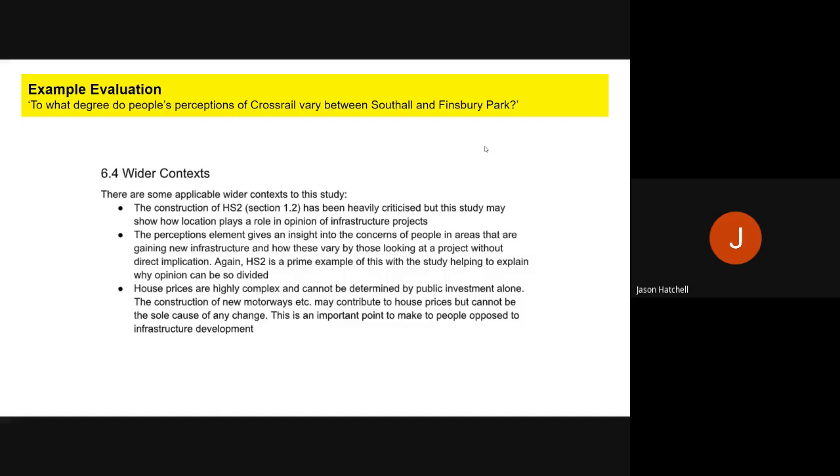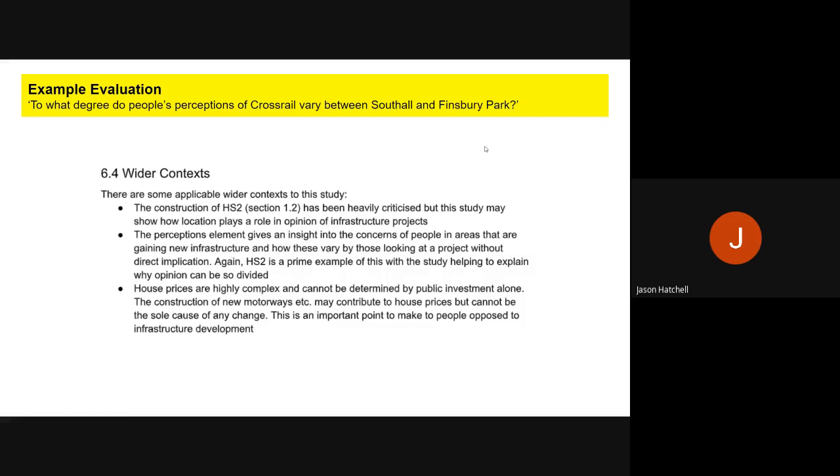And the student also mentions how complex house prices are and how that links to infrastructure development and how people might oppose infrastructure development because of house prices and where they live. So the student is considering all of the things that might impact overall or might have impacted overall the investigation in terms of people's perceptions. So that is the main bulk of your evaluation section as well.